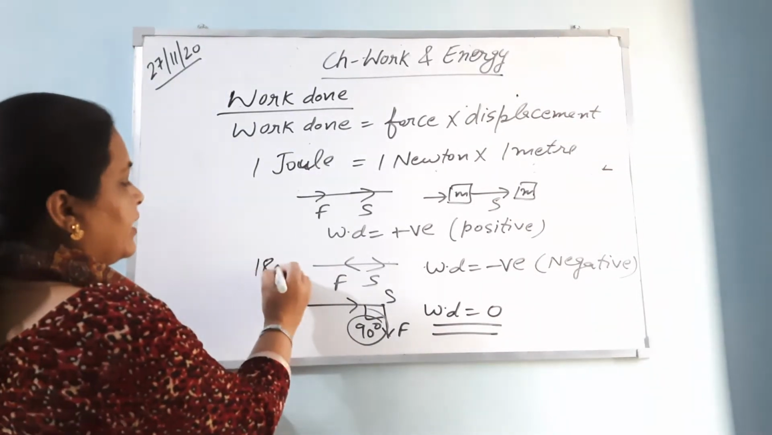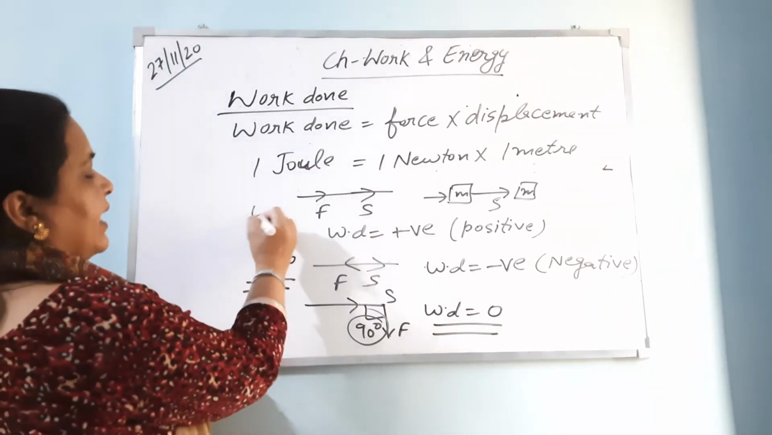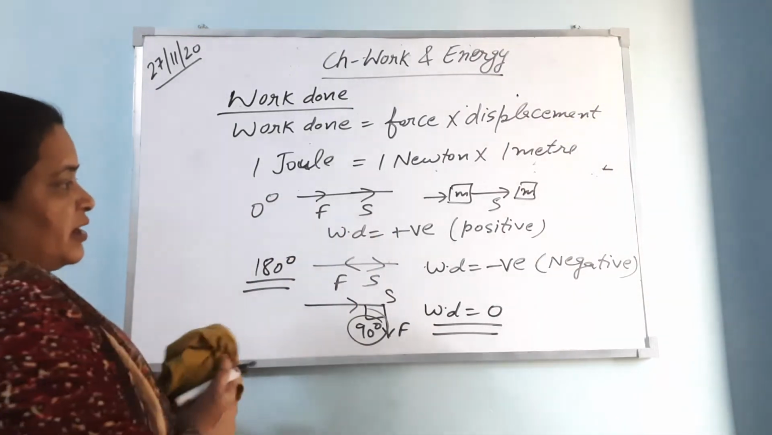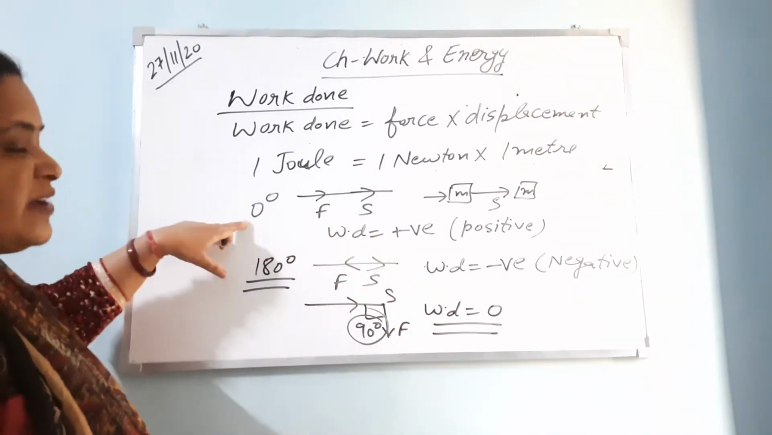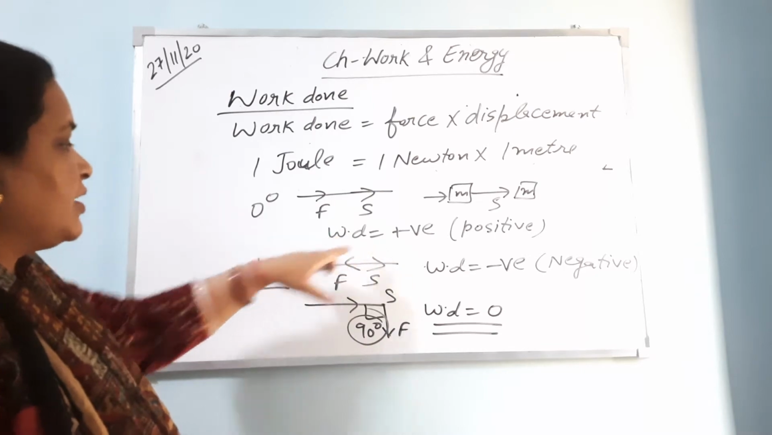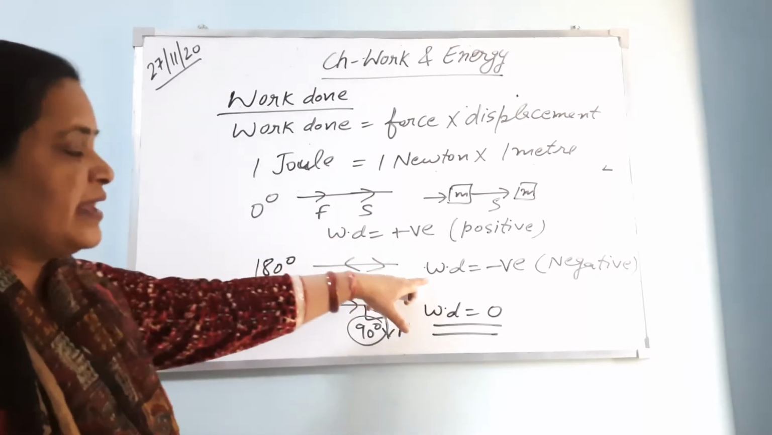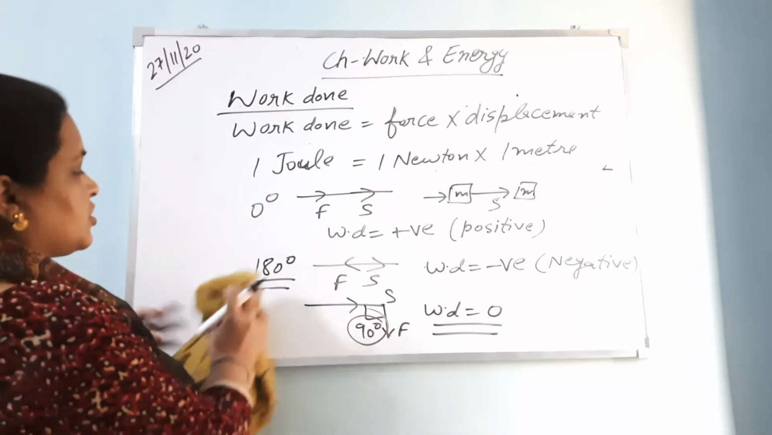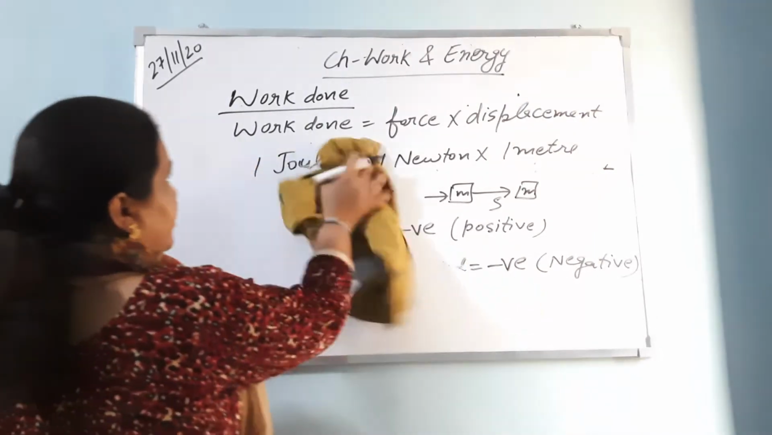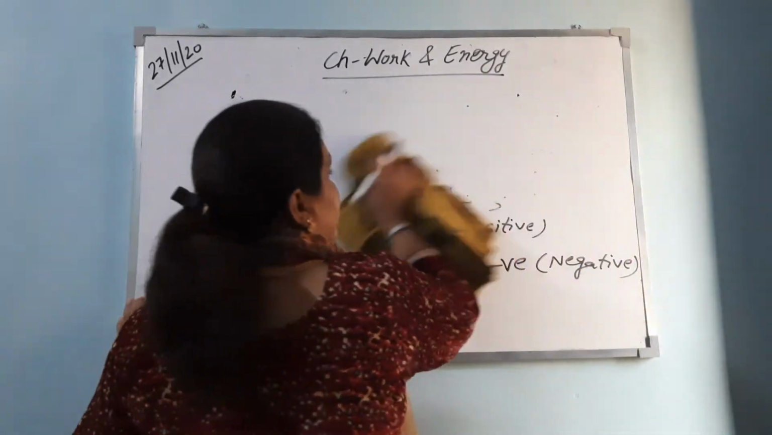And what is the angle here? 180 degrees. And what is the angle between F and S? 0 degrees. It means if force and displacement have a 0 degree angle, it is positive work done. At 180 degrees, it is negative work done, or if perpendicular to each other at 90 degrees, then work done is 0. The SI unit we have done.